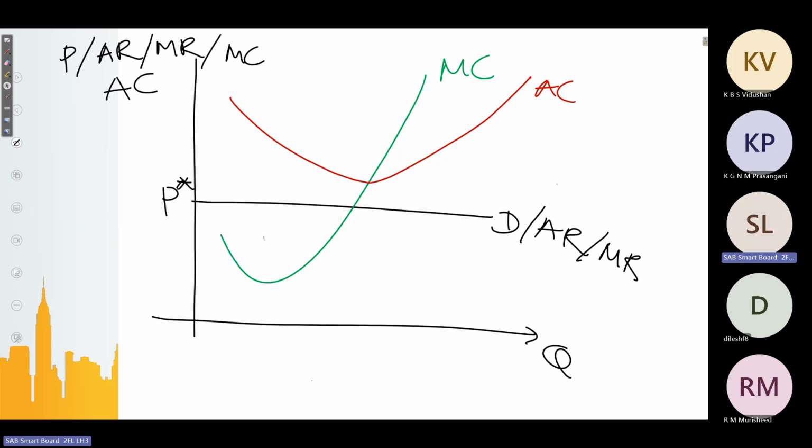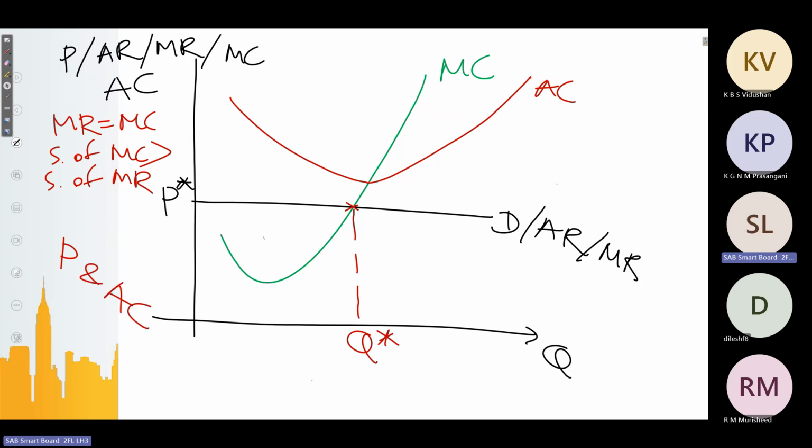Where the profit is maximum, we should look at the two conditions: MR equals MC, and the slope of MC should be greater than the slope of MR. MR is equal to MC at this point, and the second condition is also satisfied. So this is the profit maximizing output level. To decide whether this firm is earning an economic profit, an economic loss, or a normal profit, we should look at price and average cost at the profit maximizing output level.